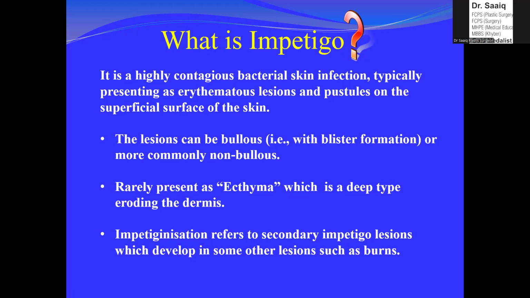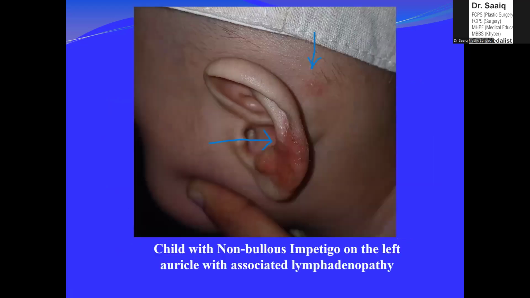Sometimes the infection goes to the depth of the skin with involvement of the dermis, and they give rise to lesions which we call ecthyma. Very rarely, there is some pre-existing skin lesion in the form of burns, and there is secondary impetigo infection, and we call it the impetiginisation of the pre-existing lesions.